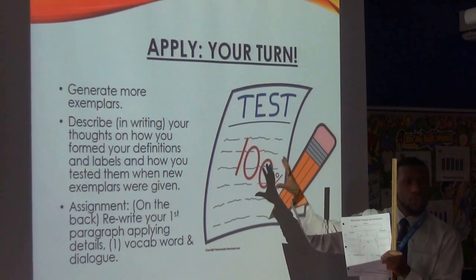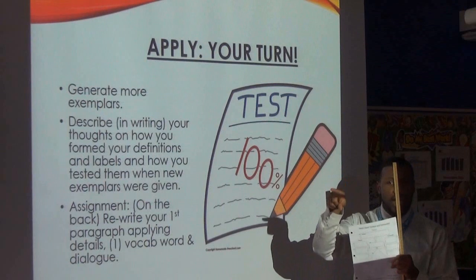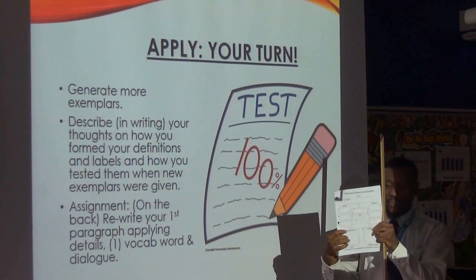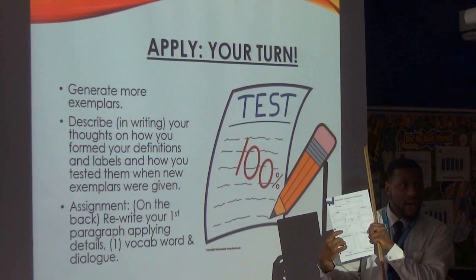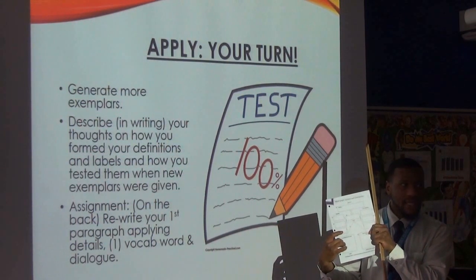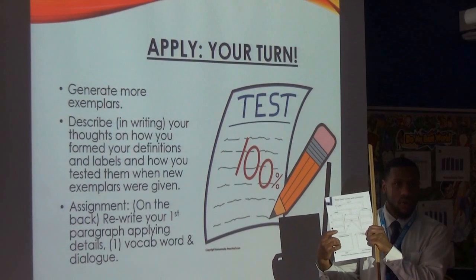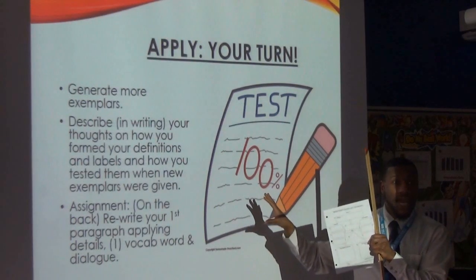So how did you go about making that decision? Like, that's a yes. No, that one is a no. How did you go about making that decision? You're going to write that in your left-hand box. Okay? Any questions about what the homework is? You're going to bring this back tomorrow. And then we'll find out what the concept actually is.